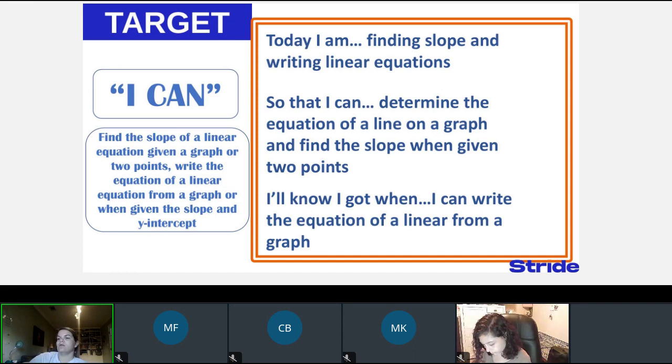So today, we're going to find the slope of a linear equation when we're given a graph or 2 points. And then we're going to write the equation of a linear equation from a graph, or if we're given the slope and the y-intercept. Okay, so we will know that we've got this down when we can do what I think is the hardest part, which is write the equation of a line if you're given a graph.